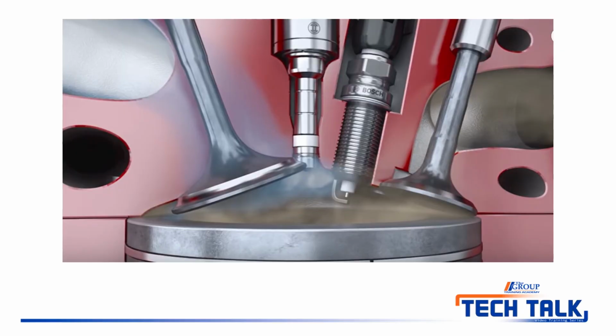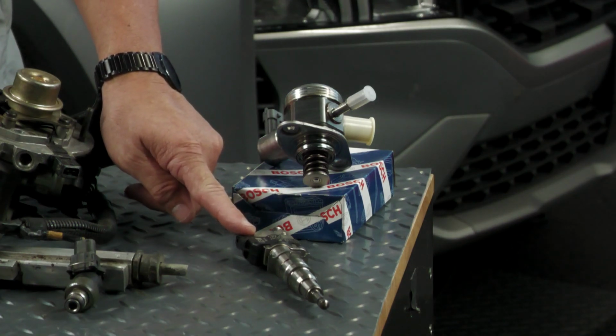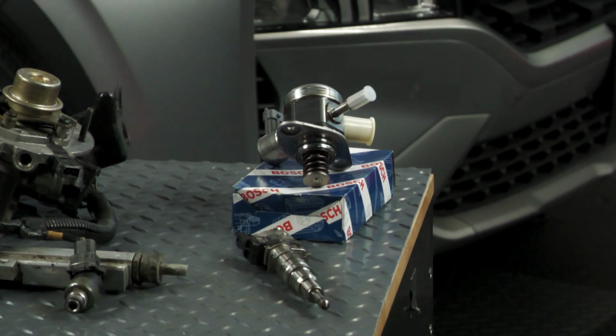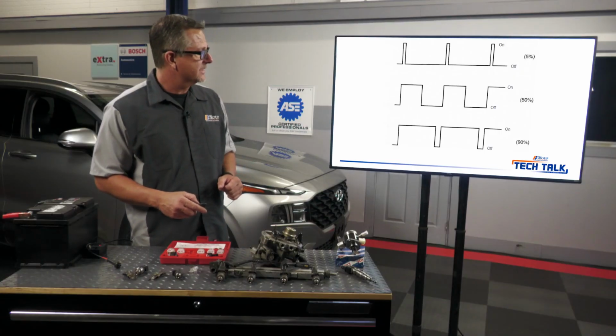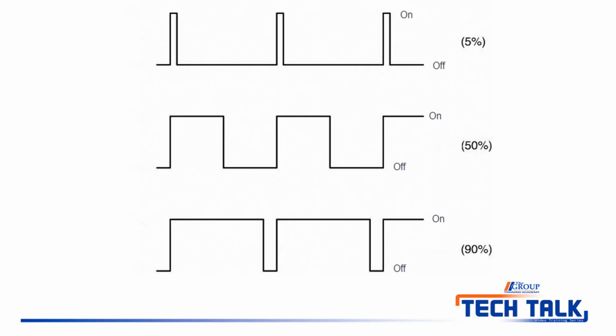Then we go to direct injection. Now, direct injection is real cool. You see our Bosch direct injector pump right here, and then you have a direct injector located right here. That's going to go directly into the cylinder. A little bit different. Now, to check these things, you can check that pulse width modulation. This is pretty cool.